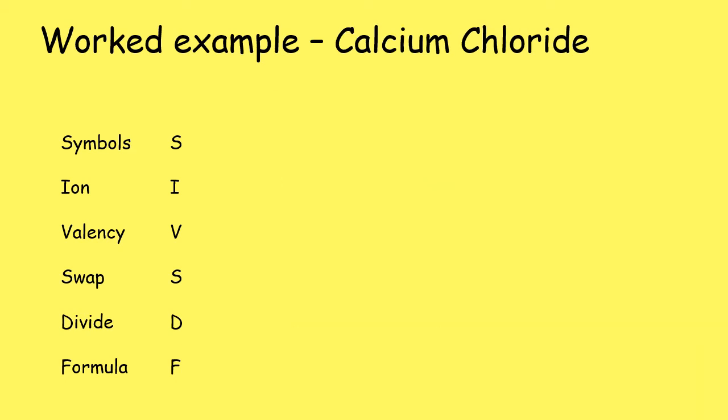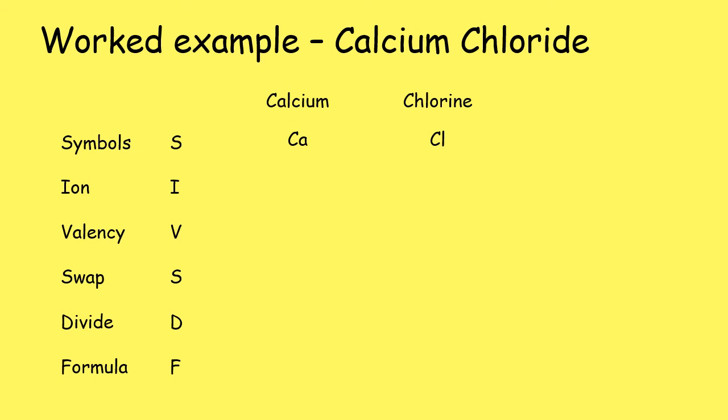I'm going to do calcium chloride. Calcium is the symbol Ca. Chloride comes from chlorine, which has a symbol Cl. This is a chemical that ends in the letters IDE, which means we're just going to use our normal periodic table and valency in order to do this.